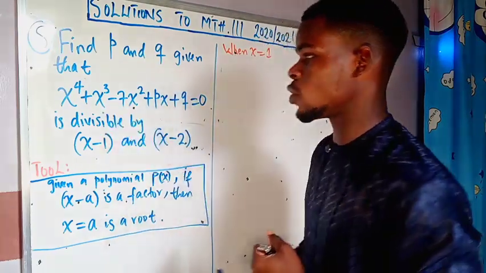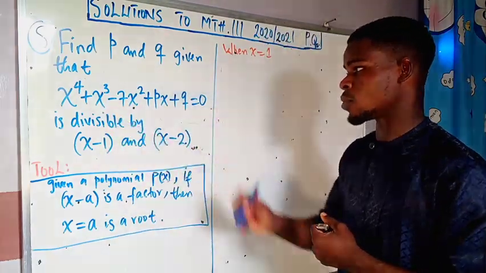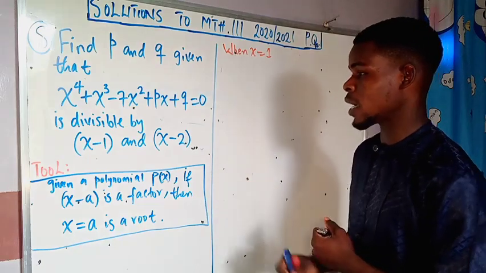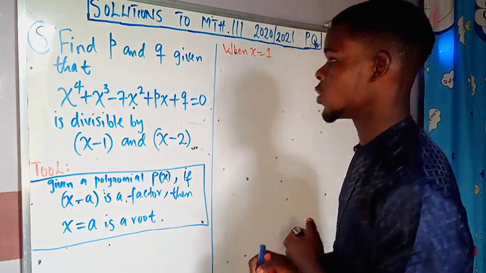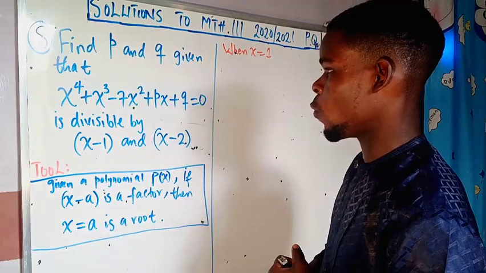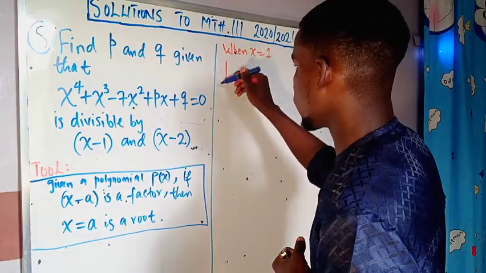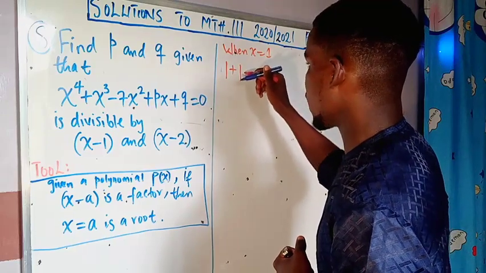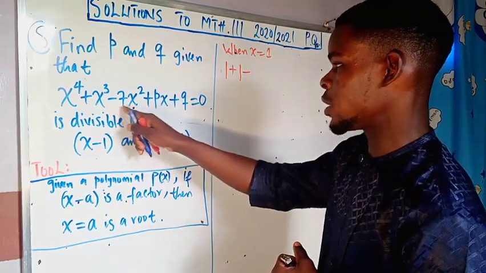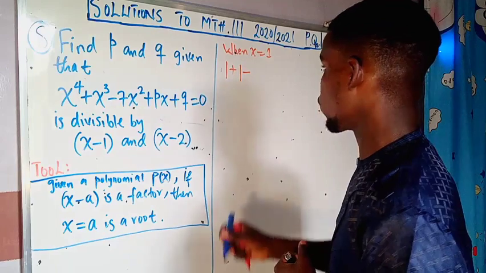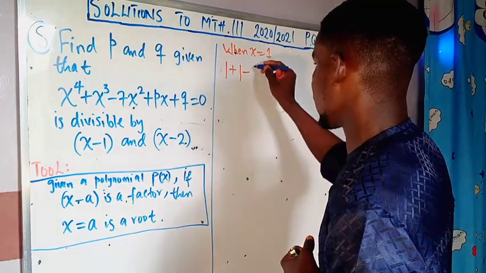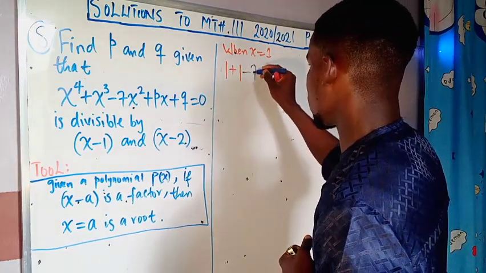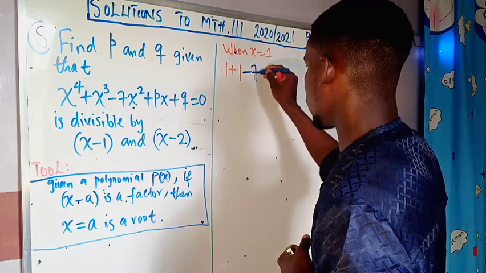So when x is 1, we are going to substitute 1 in place of x throughout, on the left hand side and also the right hand side as well, if we can find x. So we're going to have 1 raised to power 4, which will just be 1. We add it with 1 raised to power 3, which will be 1. We subtract 7 times 1, which will just be negative 7. So in fact, I'd like to put down the negative 7 here.